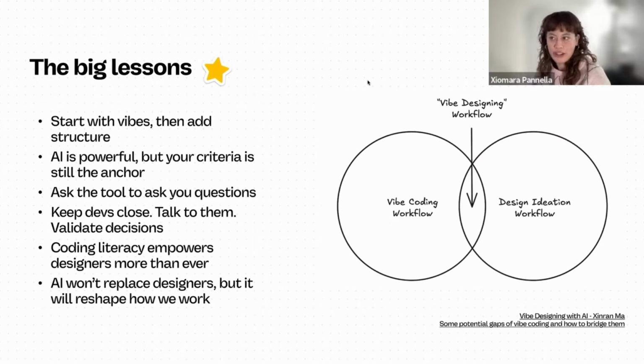Some lessons learned. I started with the vibes, and then I started to add more structure to the process. AI is powerful, but trust your criteria as a designer. Ask the tool to ask you questions. That's going to make you think about why you're doing that, and understand how you could better write the prompt in order to get what you want. Basically, for me, AI won't replace designers, but AI is going to reshape how we work. It's already reshaping it. So I think it's really important to be curious, not have fear, and test these tools and use them.